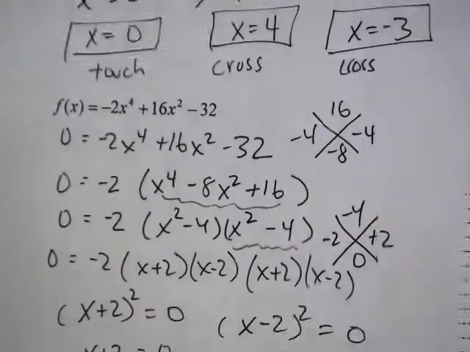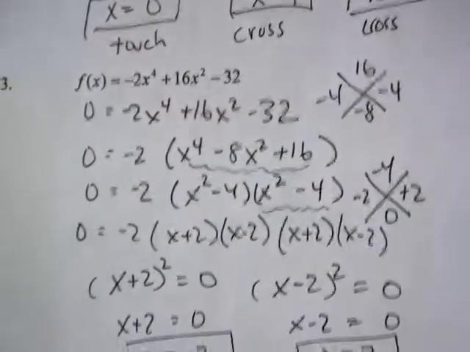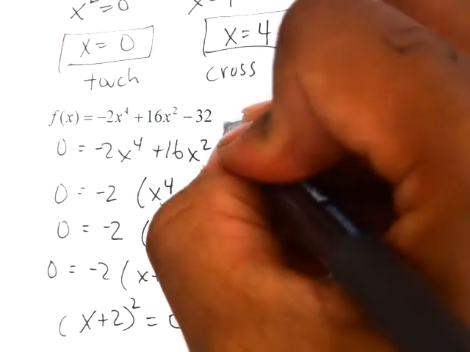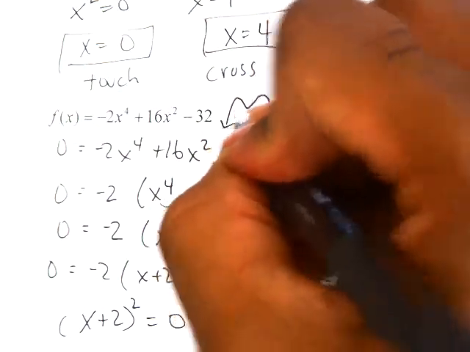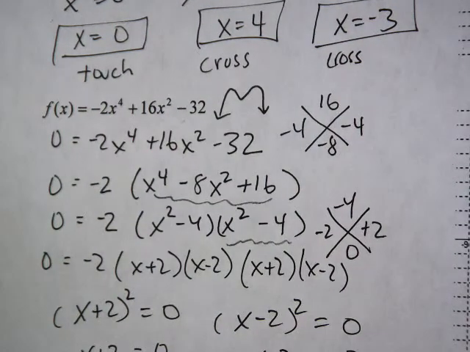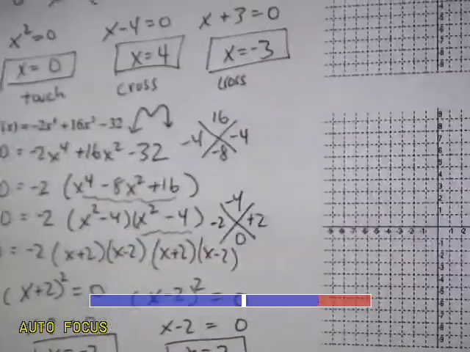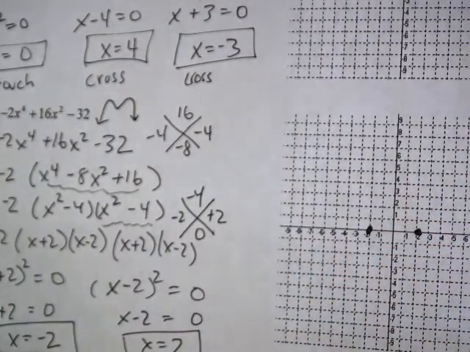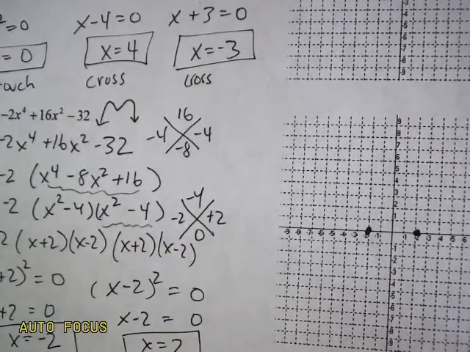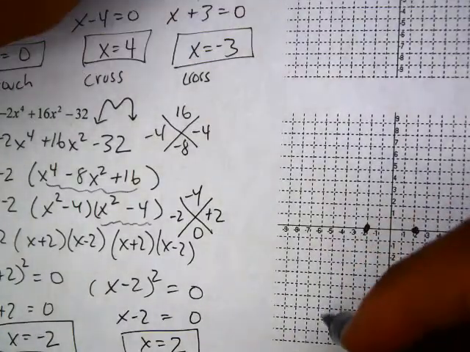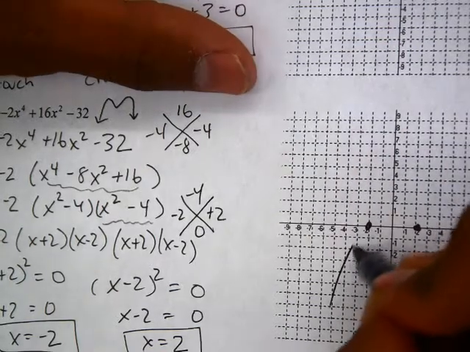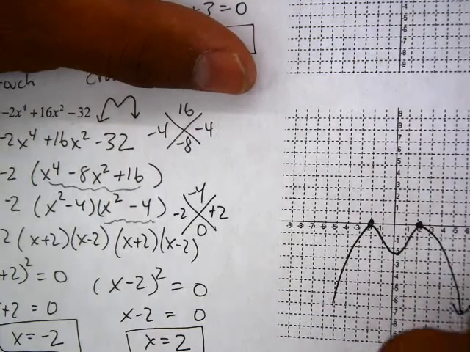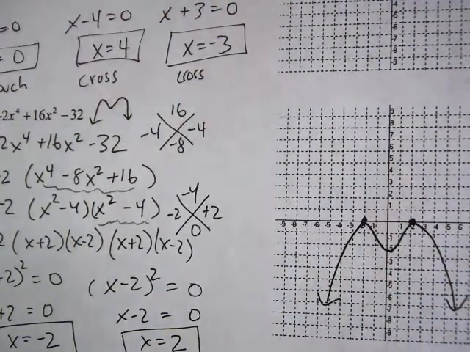Way back at the beginning, it's a quartic, and that first number is negative, so I know it opens down. So it looks something like this. I can only touch at negative 2 and positive 2 because those are my roots. It doesn't cross anywhere though. So I have to make it go up, just barely touch at negative 2, come back down, go back up to touch 2, and then come back down. That's how the graph would look.